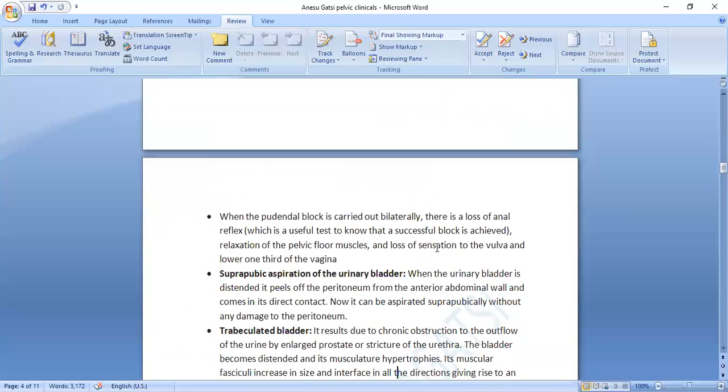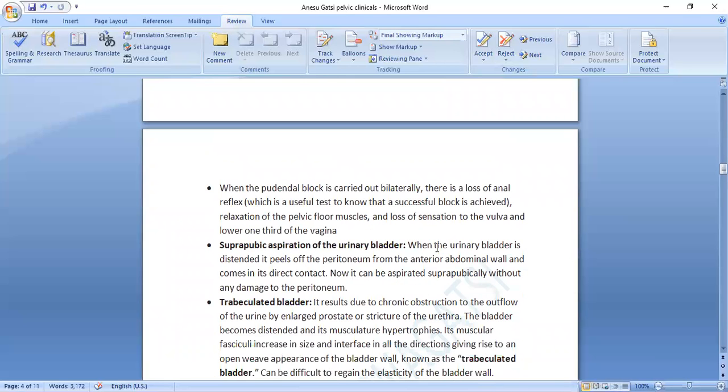Then moving on to the bladder, we have what we call suprapubic aspiration of the urinary bladder. So usually when the bladder is distended, remember we say that it peels off the peritoneum. So if it's going to peel off the peritoneum, you can now aspirate the bladder suprapubically without injuring the peritoneum. That is taking a urine sample, done mostly in children below the age of 2, for you to assess their urine.